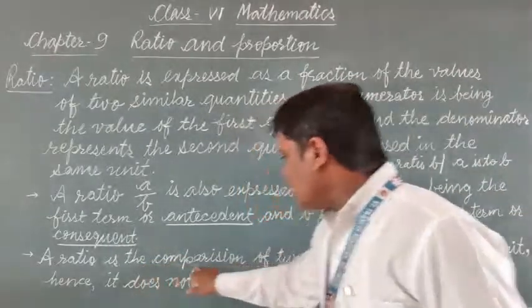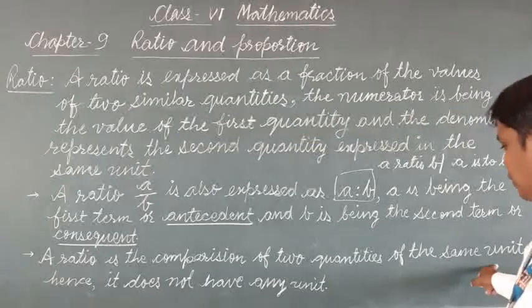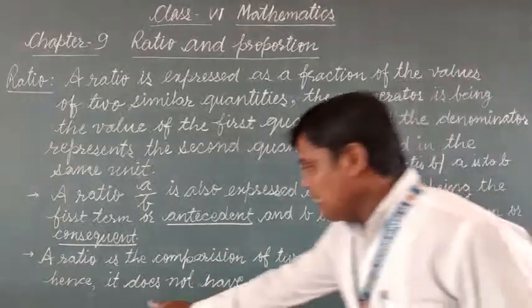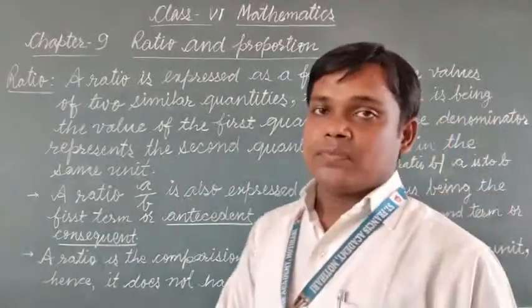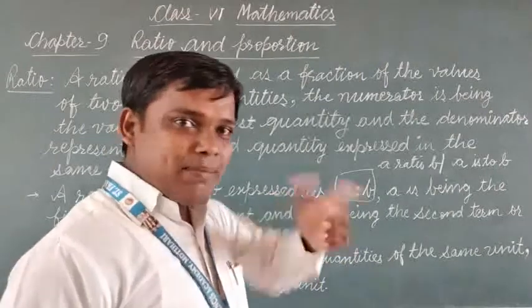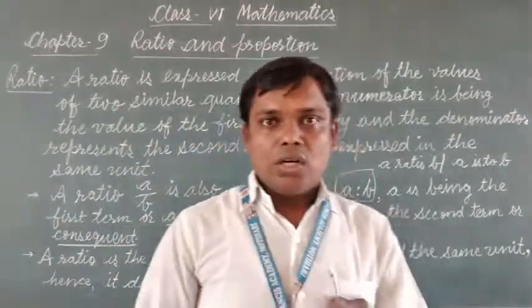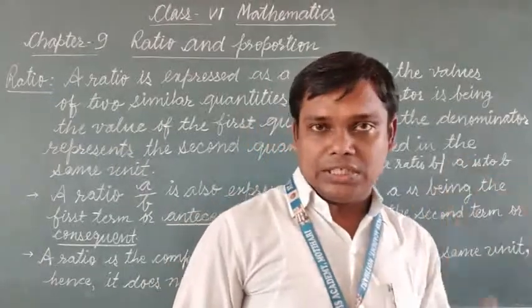A ratio is the comparison of two quantities of the same unit. Hence, it does not have any unit. As we are writing the ratio of two similar quantities, a ratio does not have any unit.